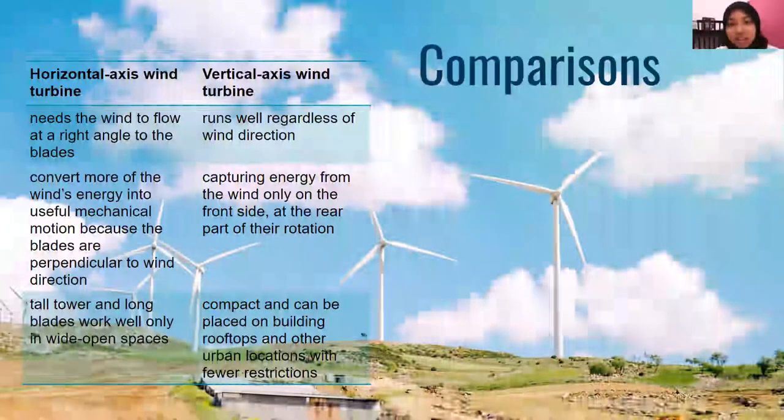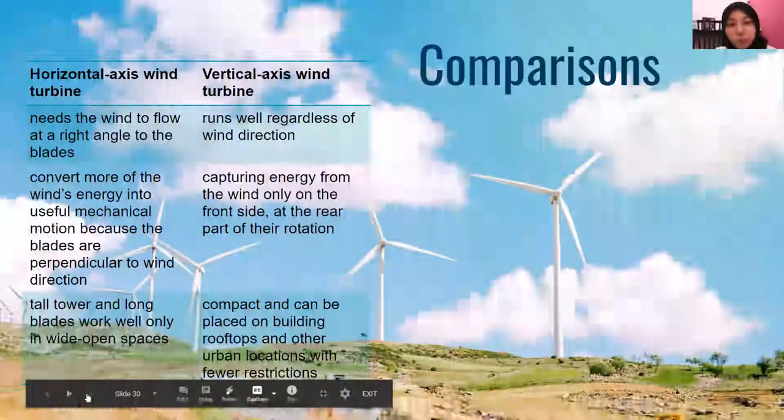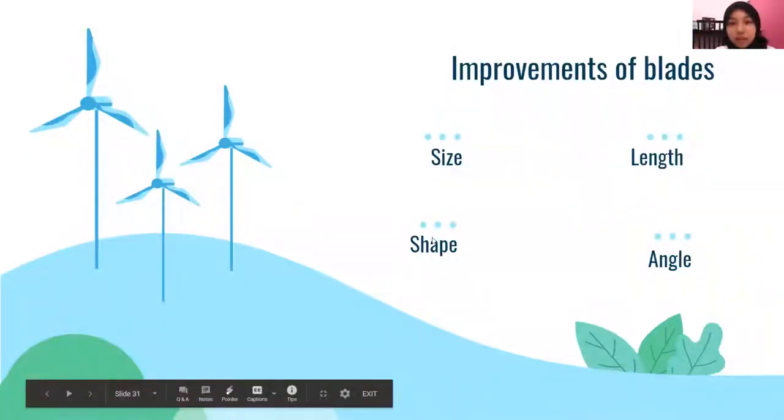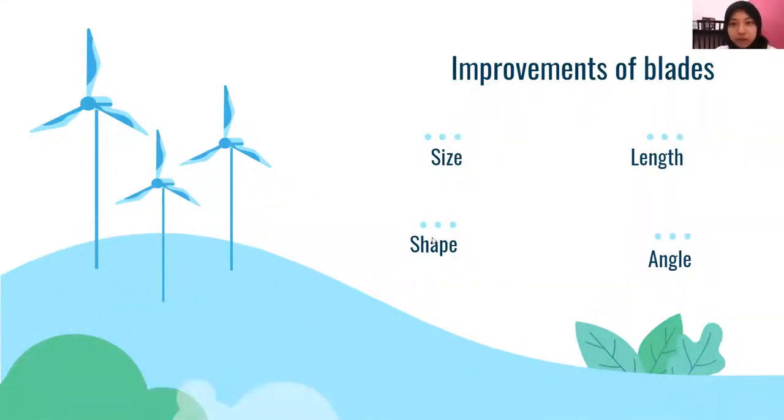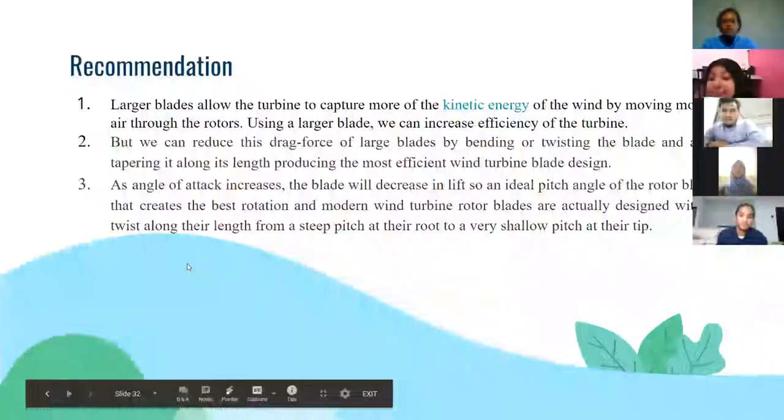Improvement. In our project, we specified the improvement for the blades, and the criteria of the improvement of the blades are size, length, shape, and angle. For further explanation, see our report.